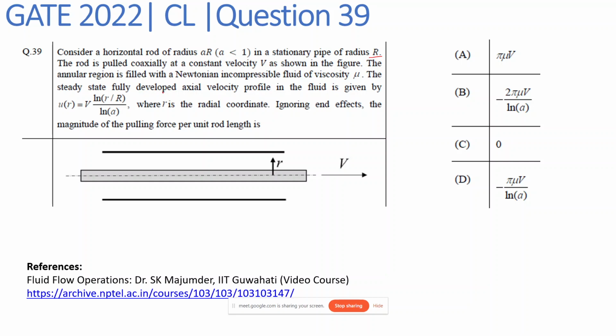The steady state fully developed axial velocity profile in the fluid is given by this equation, where r is the radial coordinate. Ignoring the end effects, the magnitude of pulling force per unit rod length is dash. So we have to find the force F required to pull this rod. Let's take a look at the video solution.